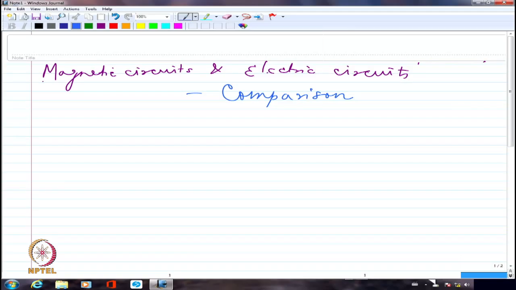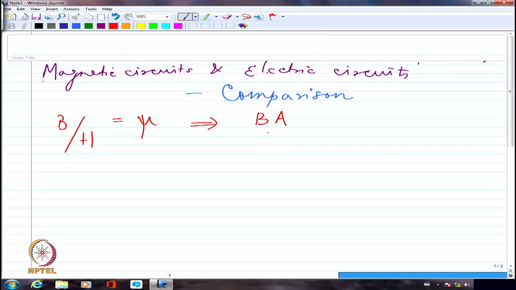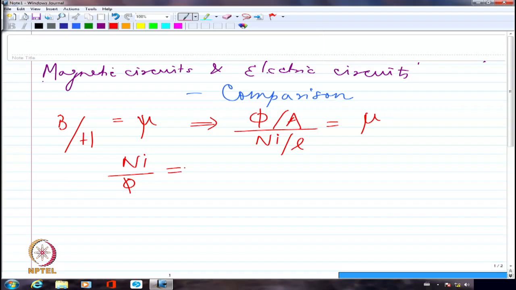So we had talked about the comparison between electrical and magnetic circuit, and we had started off with the relation B divided by H equal to mu, from which we said B times A, which is the flux, and this is Ni divided by L. So I would say this is rather phi by A. So I can write this as mu, from which I should be able to write Ni divided by phi, which is equal to mu multiplied by A divided by L. I hope so.